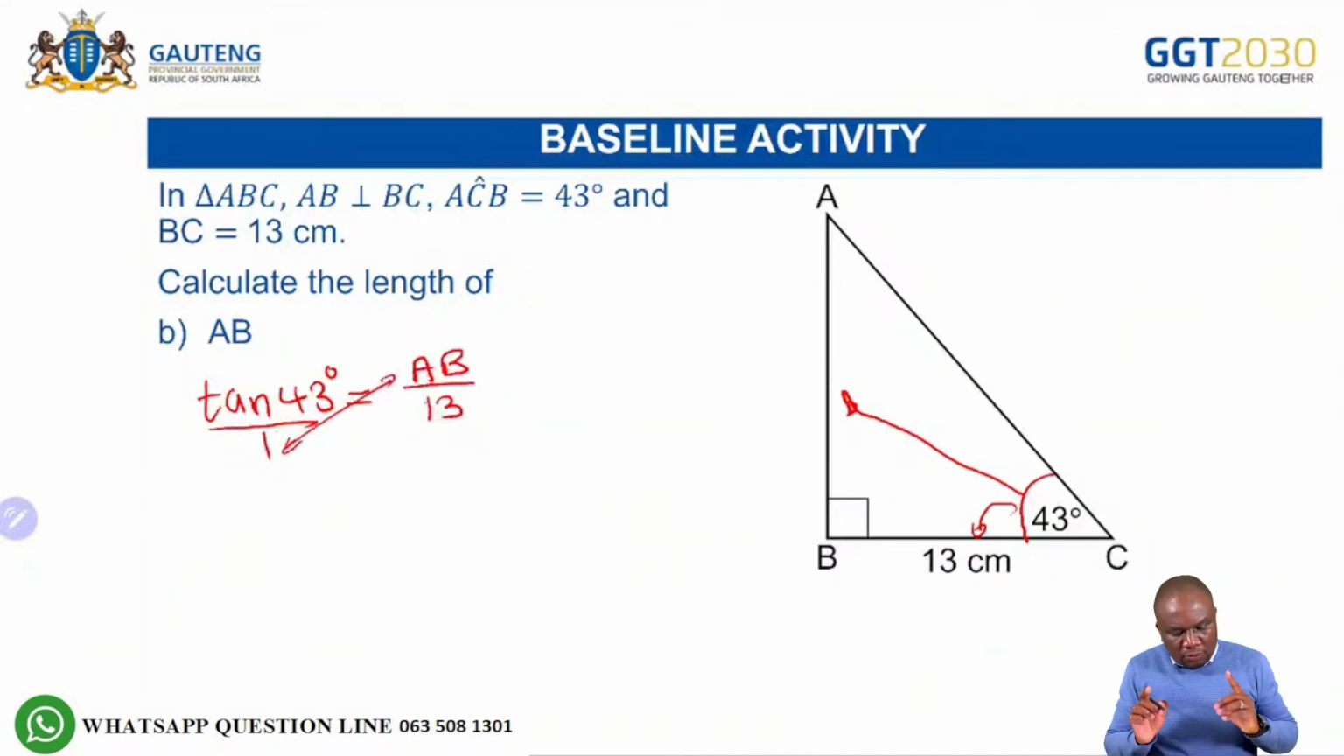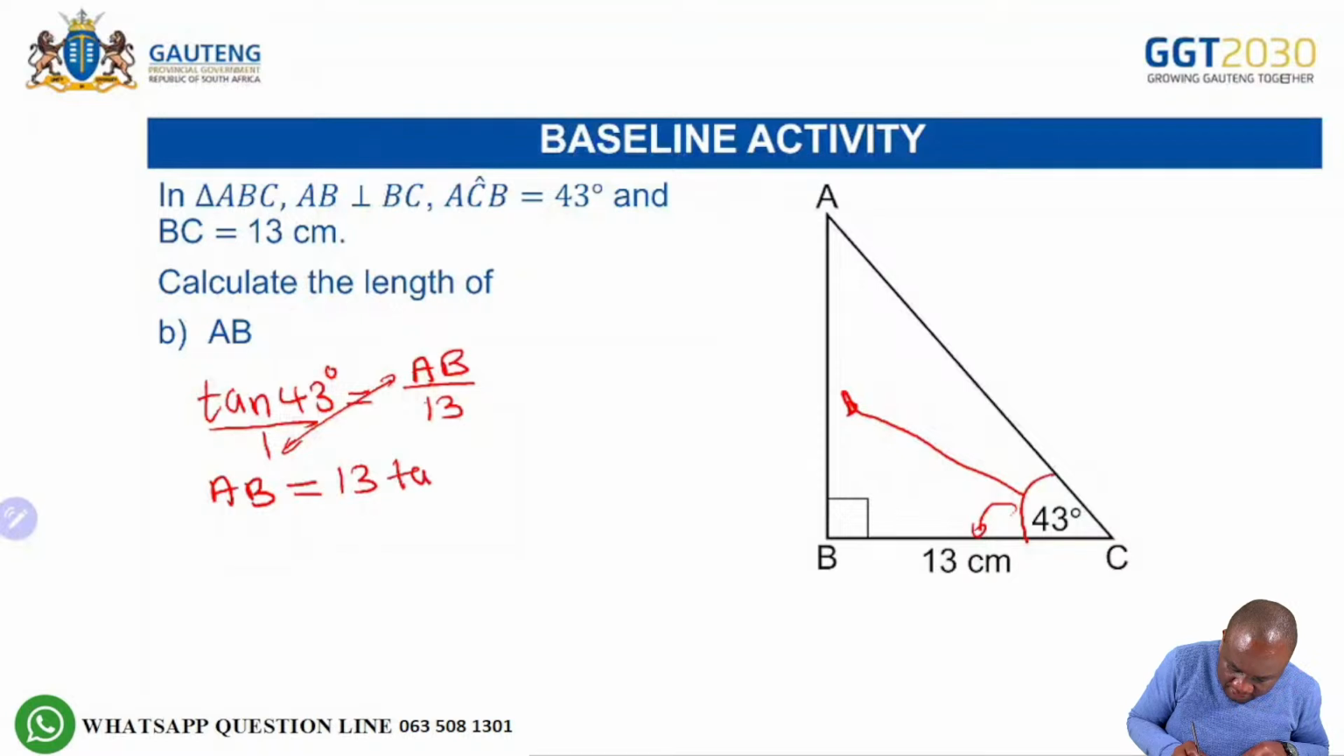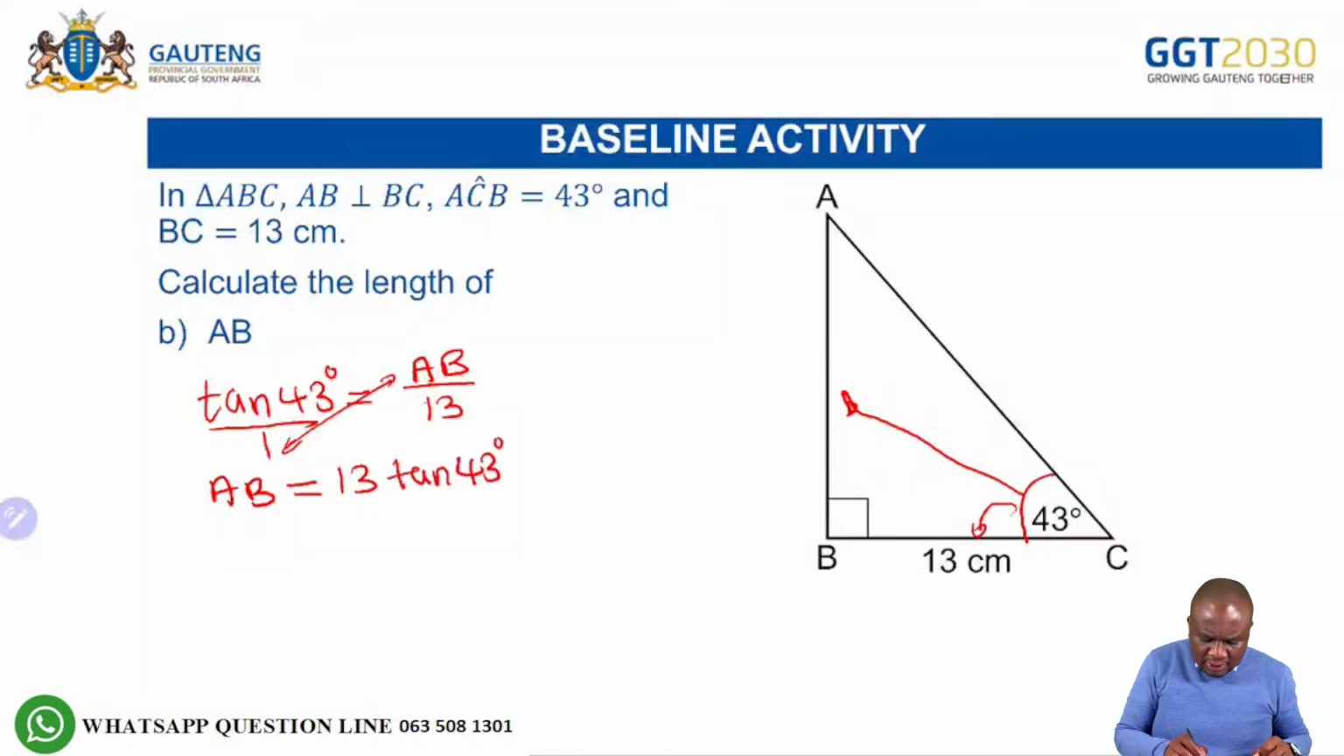I just start with what I'm looking for. That's what I multiply first. I want AB here, so I'll say AB times 1. I get AB is equal to 13 times tan 43, 13 times tan 43 degrees. You can put that in the calculator, 13 times tan 43, just as it is. 13 tan 43. What do you get?